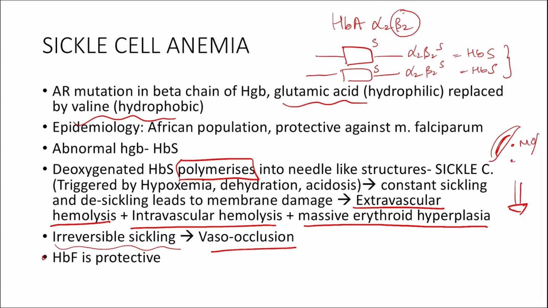And the last key point to remember is that hemoglobin F, or fetal hemoglobin, is protective. And this is important for two reasons. First, in sickle cell anemia, the patient will not present with any problems until 6 months of age, because until then you have hemoglobin F, which, like we said, is protective. On the other hand, you also use hydroxyurea as the treatment for sickle cell anemia. And this is again important because this increases the amount of hemoglobin F in the body, therefore protecting the cells from sickling.